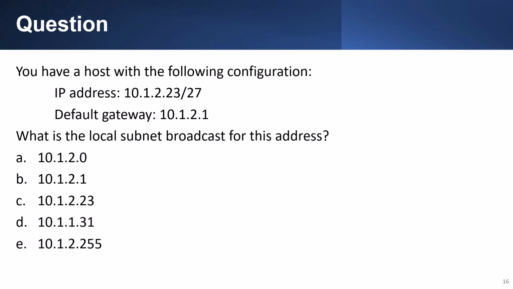Question. You have a host with the following configuration. IP address 10.1.2.23/27. The default gateway is 10.1.2.1. What is the local subnet broadcast for this address?